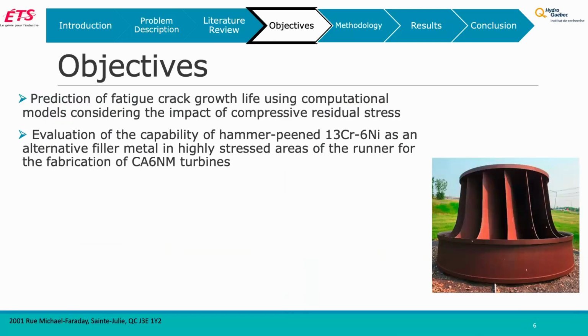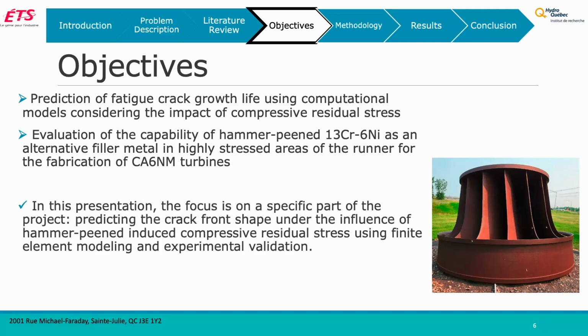So based on that, the objectives of my PhD project are defined in 2 ways. First, I need to predict the fatigue crack growth rate using computational models, considering the impact of the compressive residual stresses from the hammer peening. And then we need to evaluate the capability of hammer peening of 13.6, which is the new filler metal, as an alternative filler metal in our turbine. But due to the time limitation, I'm only going to present a specific part of this project, which is predicting the crack front shape under the influence of hammer peening.